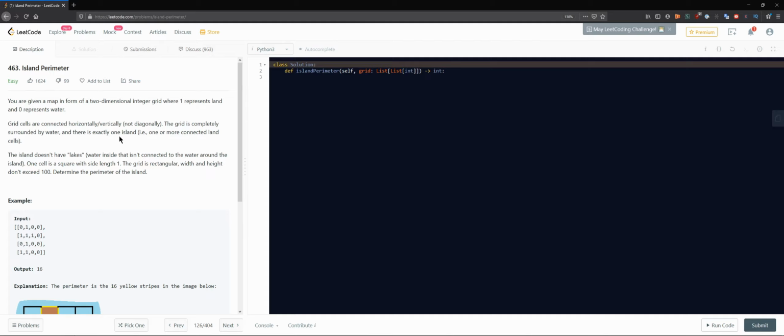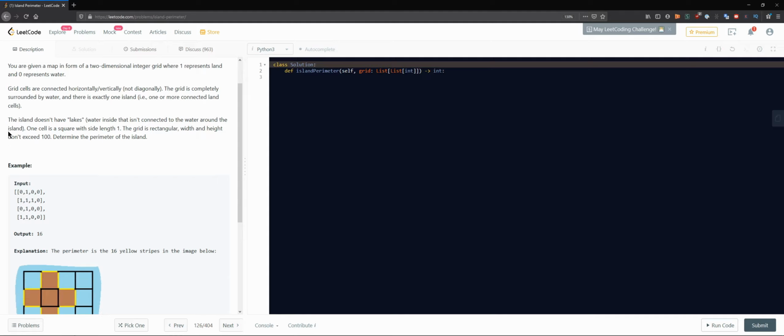The grid is completely surrounded by water, and there is exactly one island, i.e. one or more connected land cells. The island does not have lakes, water inside that isn't connected to the water around the island. One cell is a square with side length of 1. The grid is rectangular, and width and height don't exceed 100. Determine the perimeter of the island.